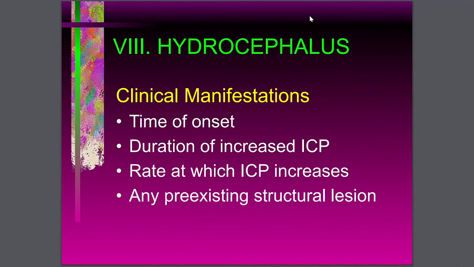And then it also depends on the rate at which the intracranial pressure increases, and if there is a pre-existing structural lesion. So if the hydrocephalus is due to a tumor, then the patient will also manifest with other signs and symptoms secondary to the tumor and not only due to the hydrocephalus. So if it is a brainstem tumor, then the patient will have problems in swallowing, there would be cranial nerve palsies, no? So that will be, and several other manifestations of hydrocephalus. Next slide, please.